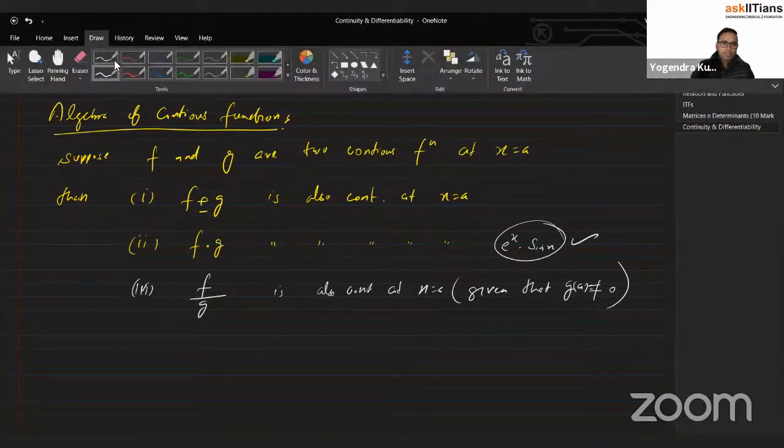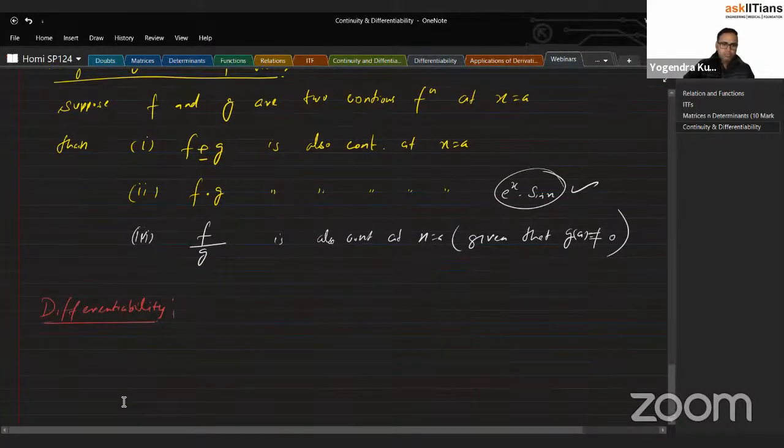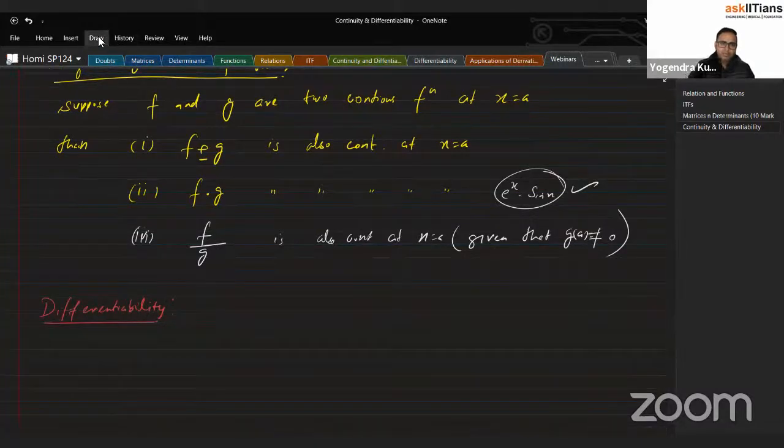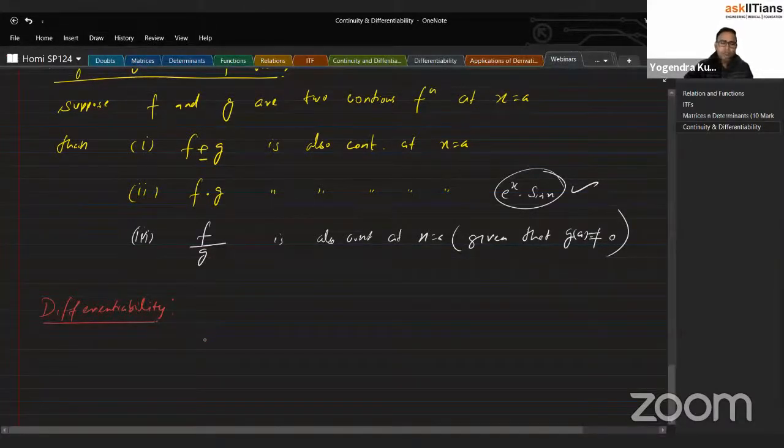So let's put the heading: differentiability. In differentiability, what do we check, like whether a function is differentiable or not at a particular point? First, the function has to be continuous. Everyone understands that, right?